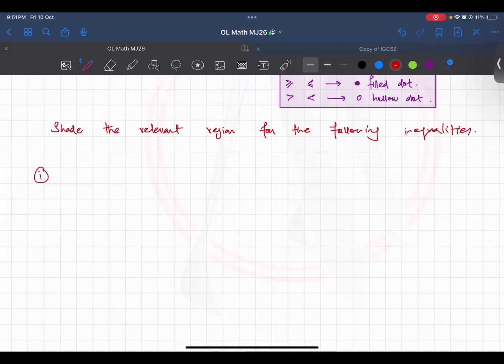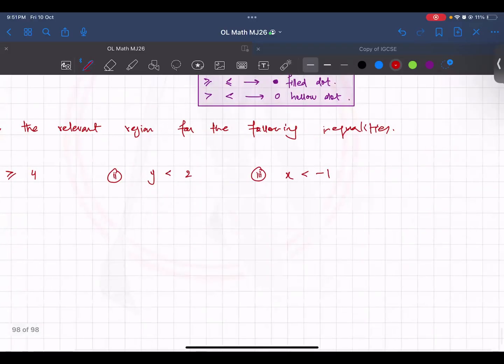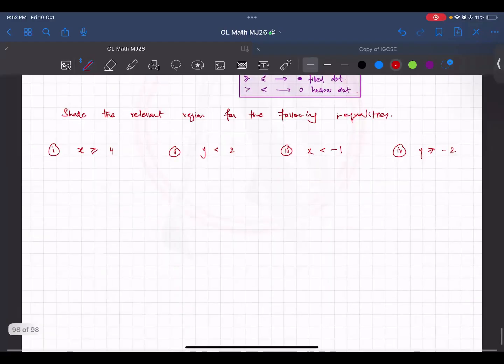So let's suppose you have x is greater than equal to 4 and y is less than 2, x is less than -1, y is more than equal to -2, something like that. So I have given you these 4 situations, and look, we have to sketch them. We have to shade. They would give us the graph.